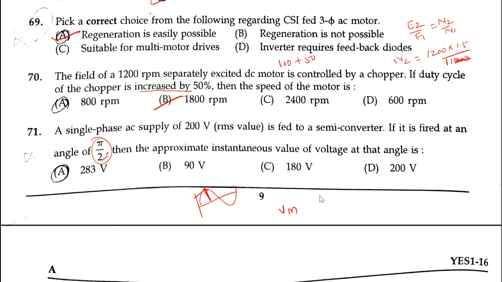So it is nothing but Vm. Vm is root 2 times the VRMS value. So VRMS is Vm by root 2, that's the formula. So root 2 into 200, 1.414 into 200, you will get the answer as 283 volts here. So the answer will be 283. And next question.